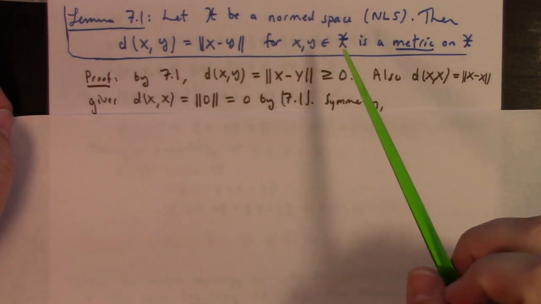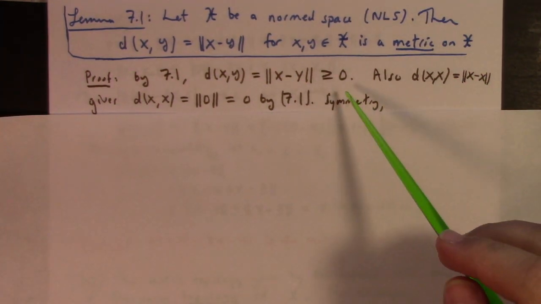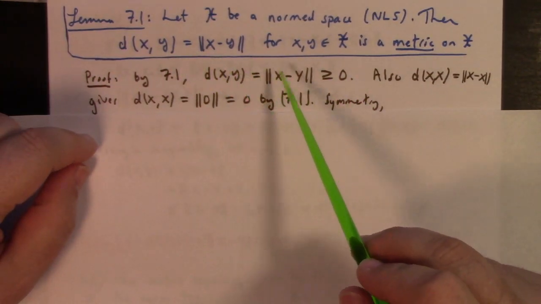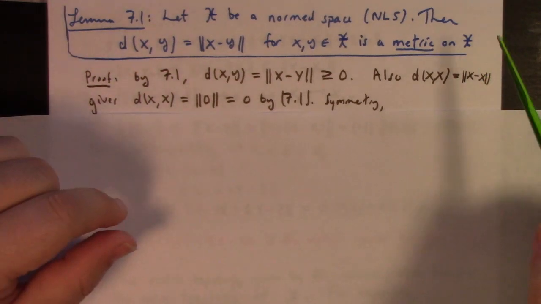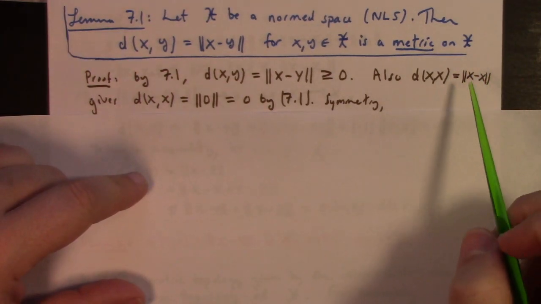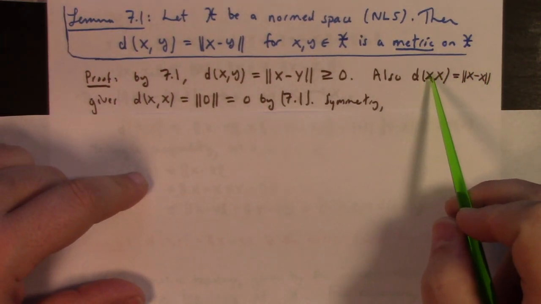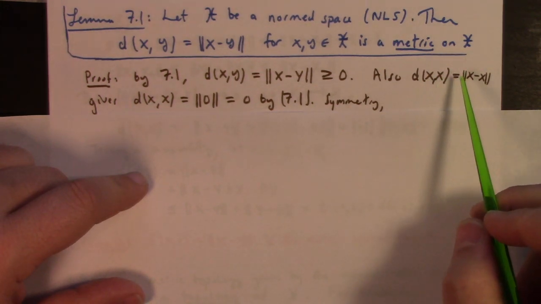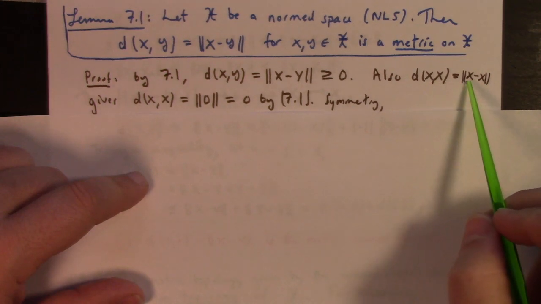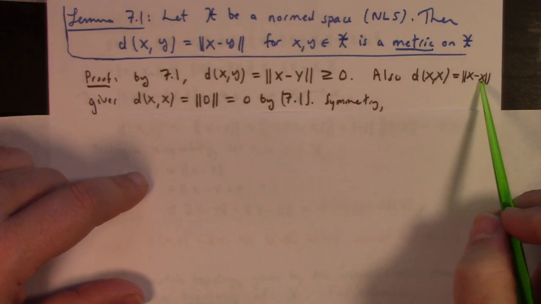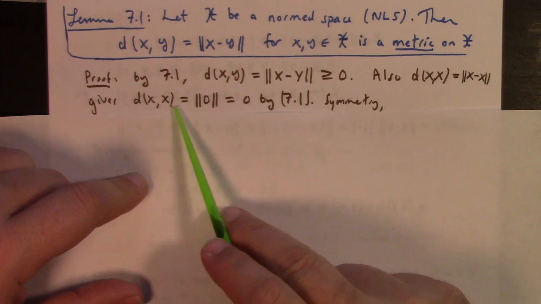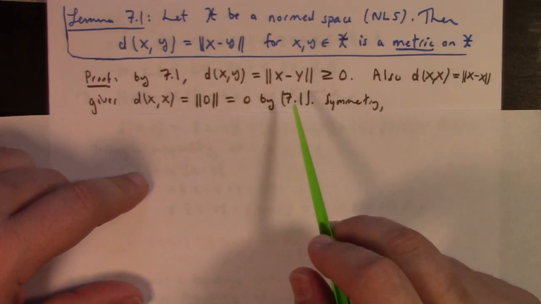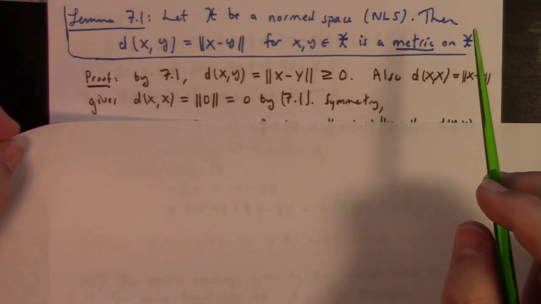So we're assuming that that's a norm. So we know that it's non-negative, so the distance from x to y is non-negative. Good. That's one of the things we need for a metric. We also need indiscernibility: the distance from x to x should be 0. Well, the distance from x to x is the norm of x minus x, in other words the norm of 0, which by definition was 0. So that's another thing we need for d to be a metric.